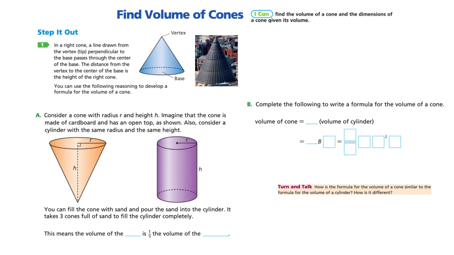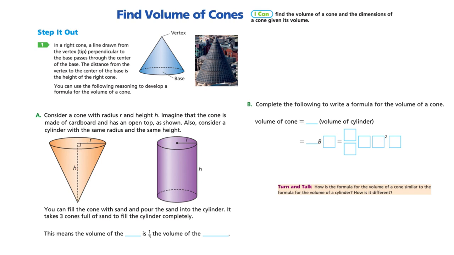In a right cone, the line drawn from the vertex or tip, so that's here, perpendicular to the base passes through the center of the base. So they're saying if they drew a line straight down from the vertex to the base, it would pass through the center of the base. And that's called the height of the cone. So that would be the height. You can use the following reasoning to develop a formula for the volume of a cone. A says, consider a cone with a radius r and the height h. So they're looking at this here. It has a radius here and the height is h.